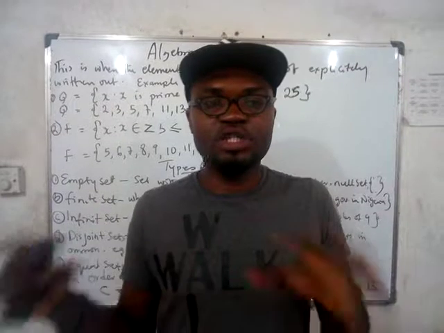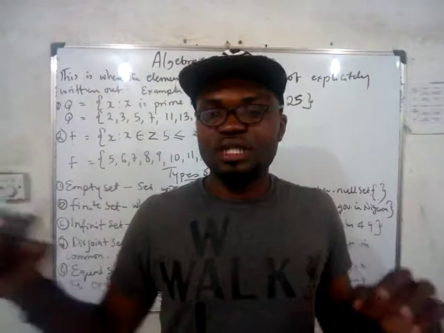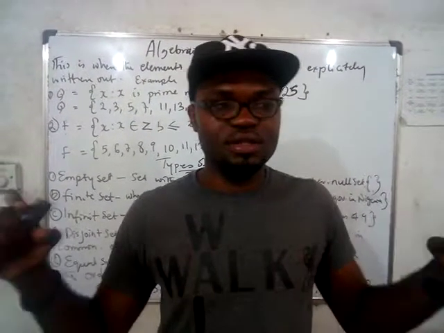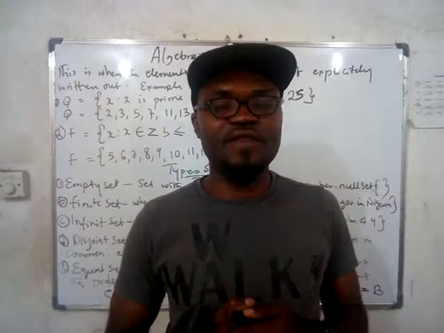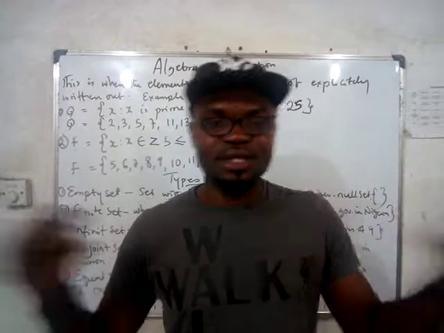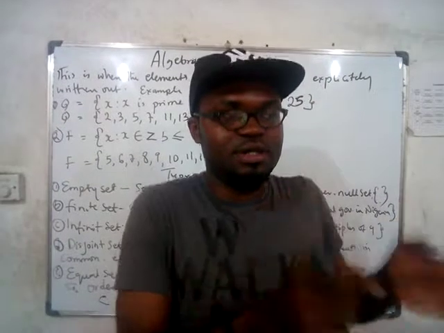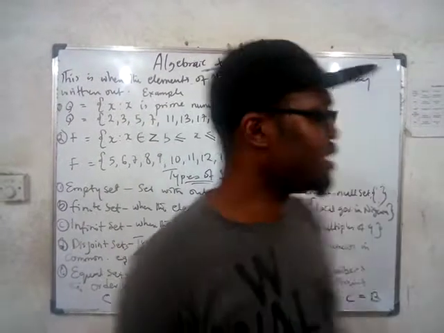Now we also have disjoint sets, with elements that are not the same. Then we also have equal sets that have elements that are the same. So we'll be looking at all this today.